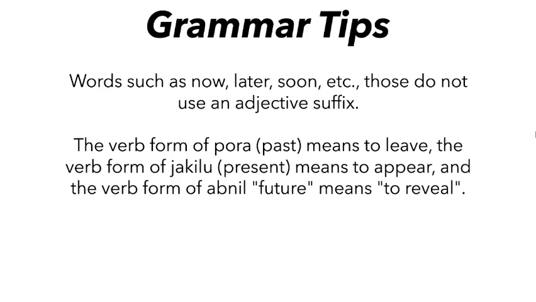Those can all be turned into verbs. So, pora, which is past, in verb form is poranya. I'm just going to use the feminine form because that's the one I know the best. Poranya, to leave, and then yakilunya is to appear, which is present, and then abnil, which is future, so abnilnya means to reveal.